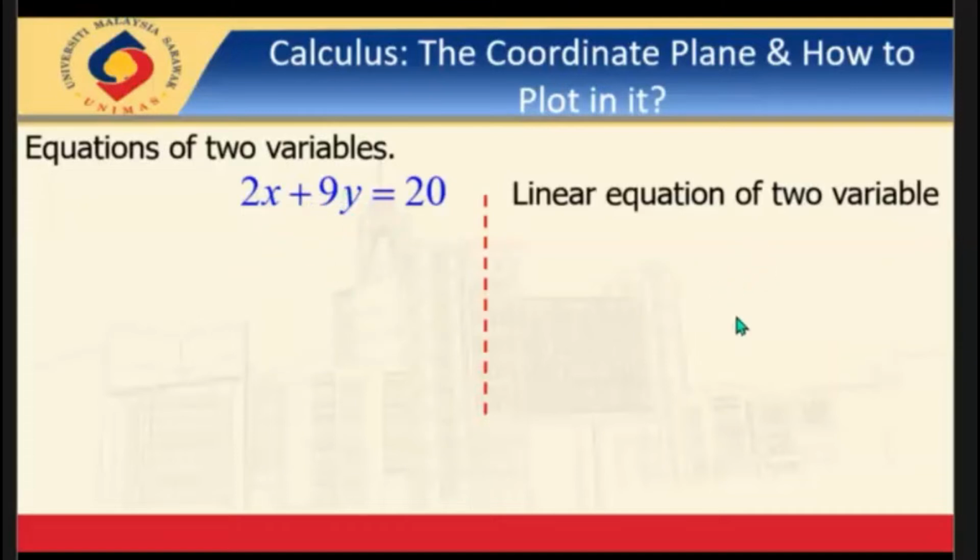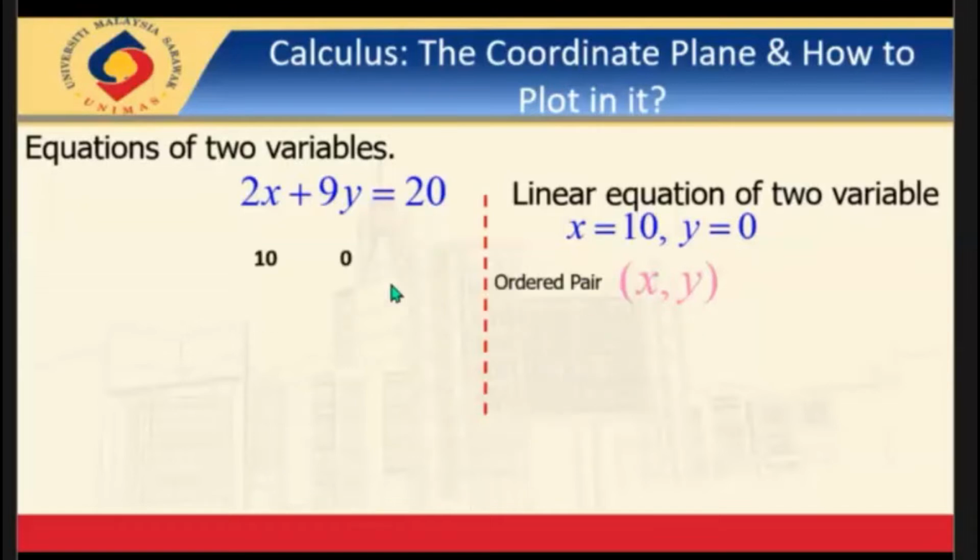Why is it called a variable? Because its value can be changed, and at different values of x and different values of y, we can get the answer 20. How? Like this. If I put the value x equal to 10 and y equal to 0, then what will happen? We can write this like an ordered pair in a bracket, x and y, and then we can test different values of x and y to get the answer 20.